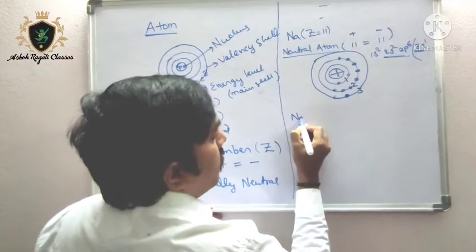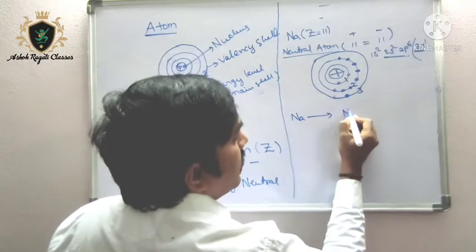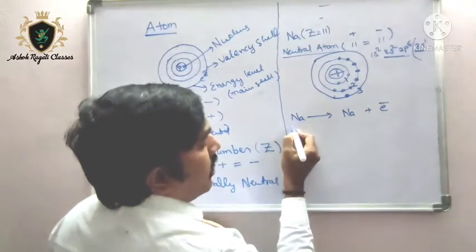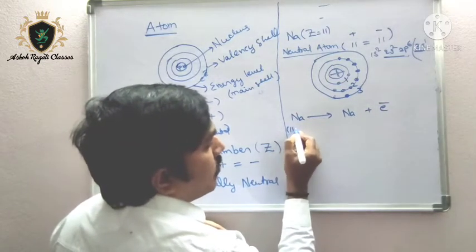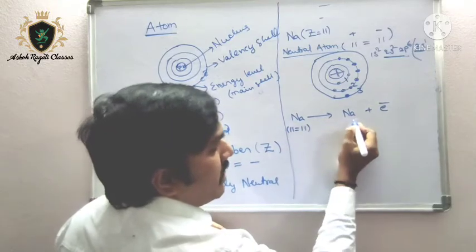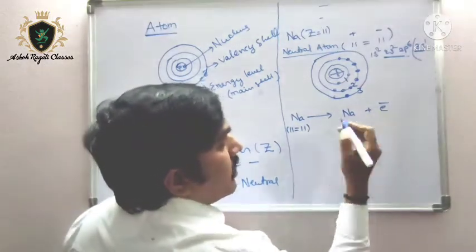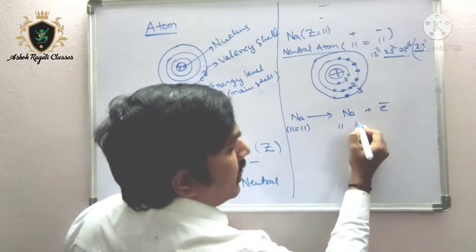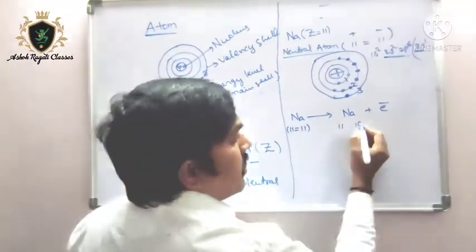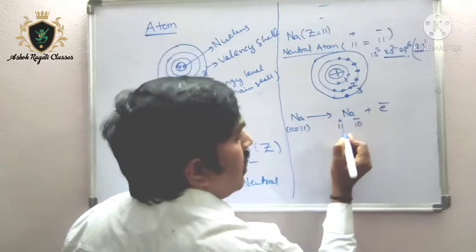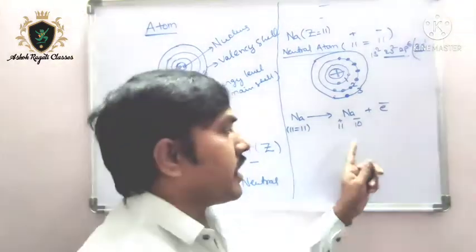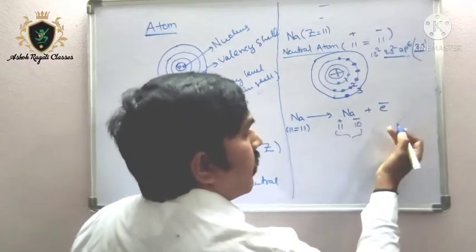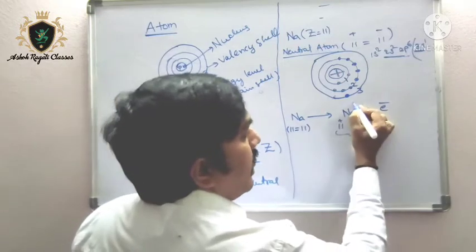Now sodium, the neutral atom, is losing its electron. What is the proton number and electron number here? 11 equals 11 for the neutral atom. But now there is a change in the electron number. No change in the proton number, but the electron number decreases by 1. Electrons carry negative charge and protons carry positive charge. So by losing 1 electron, it becomes Na plus.